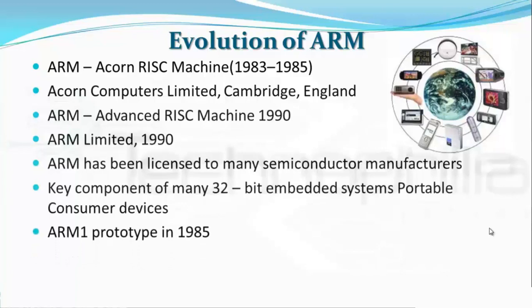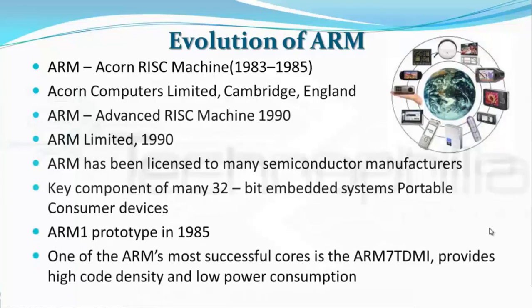ARM7 TDMI specifies ARM7 plus Thumb plus Debug plus Multiplier plus ICE. Thumb specifies support of 16-bit instruction set, Debug specifies it contains debug extensions, Multiplier specifies enhanced 32x8 multiplier relative to earlier ARM cores, and ICE, that is in-circuit emulator, specifies embedded ICE macrocell which helps in debugging and reduces the work required by an external debugger.